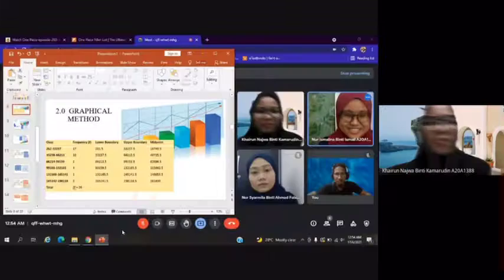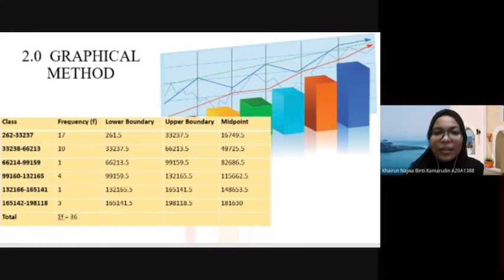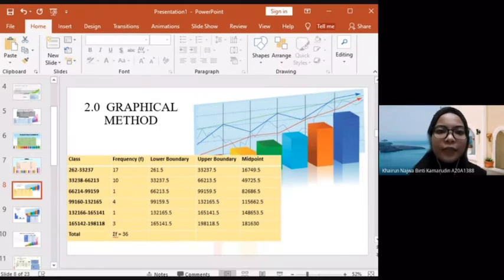Hi, my name is Khairun Binti Khamaruddin. My matric number is A20A1388. 2 is graphical method. In this part, we only use class, frequency, lowest boundary, upper boundary, and midpoint.